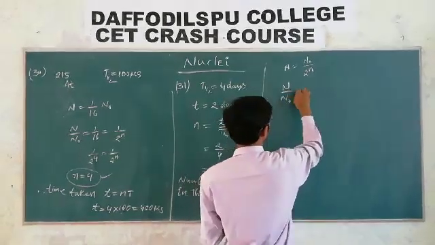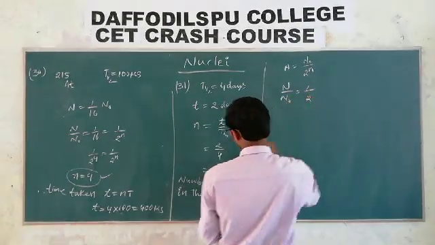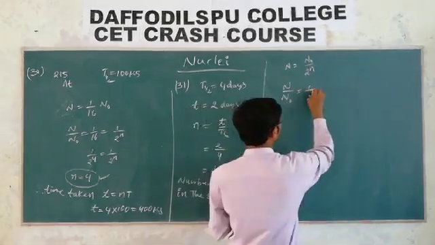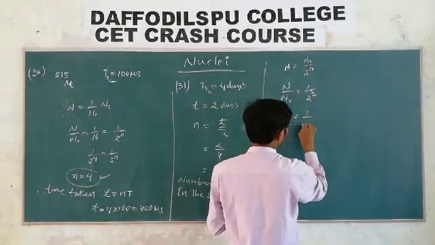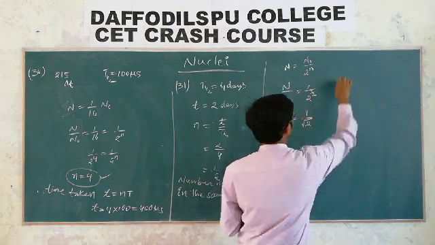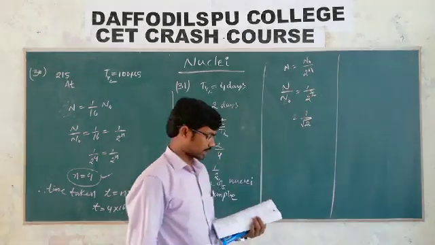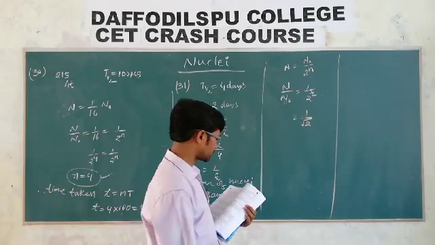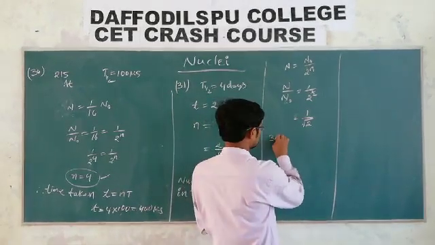N by N0 is equal to (1/2) power n, which is (1/2) power 1/2. That is 1/√2. So let us see, that is the second option. Let us go for the 32nd.